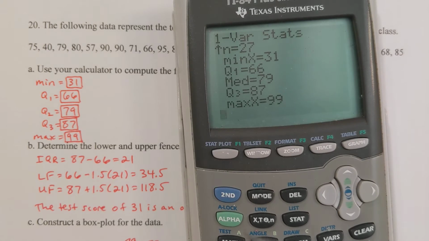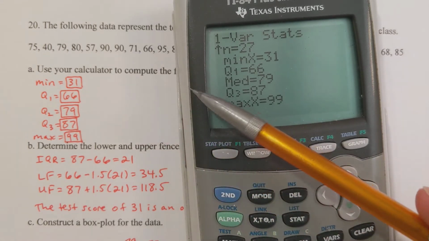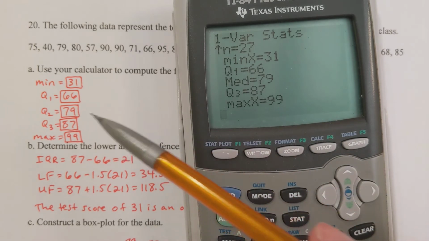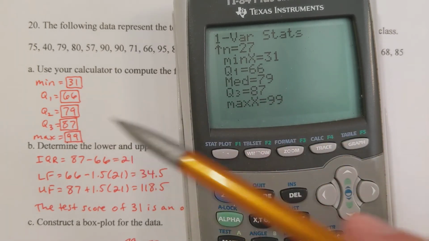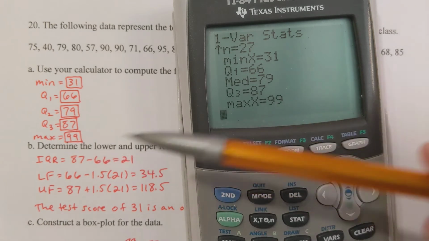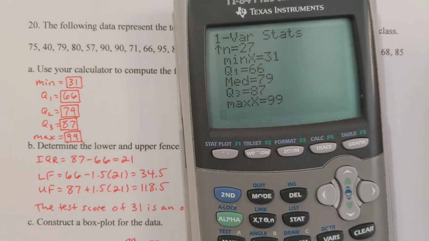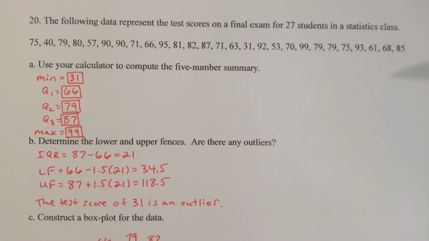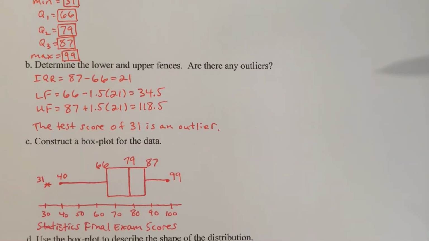So the minimum value in the data set is 31, the first quartile is 66, the median, which is the same as the second quartile, is 79, the third quartile is 87, and the max value is 99. So there's the 5-number summary.